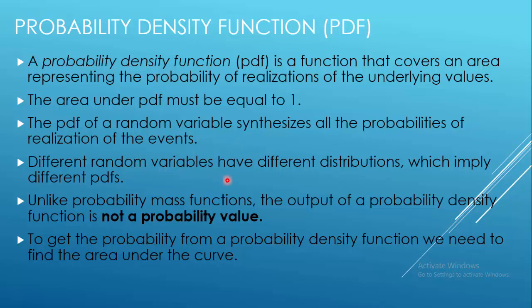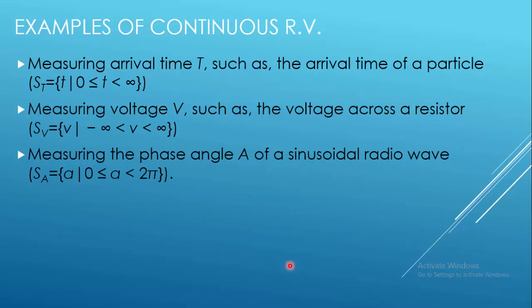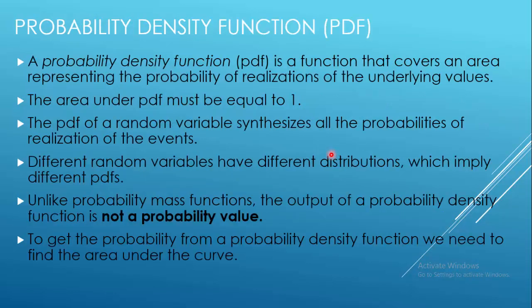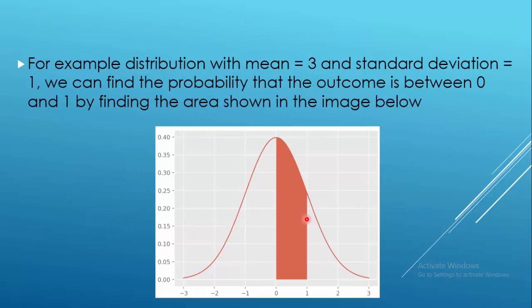Different random variables have different distributions, which imply different PDFs. Unlike probability mass functions, the output of a probability density function is not a probability value. To get the probability from a probability density function, we need to find the area under the curve. So this is what it means that the total area under the curve of the function is equal to 1. So actually we are talking about this area, which is shown over here.